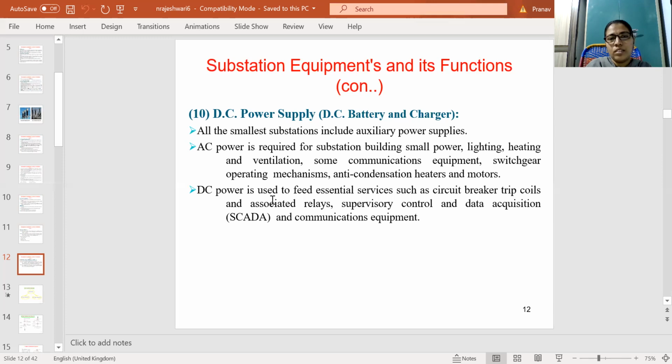DC power is used to feed essential services such as circuit breaker trip coils and associated relays, supervisory control and data acquisition, that is SCADA, and communication equipment. So DC power is used for these operations and AC power is used for the other applications in power substations. This is all about the substation equipment and the purpose of each equipment used in substations.